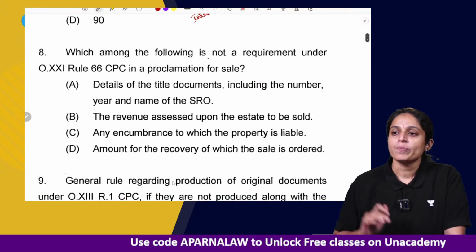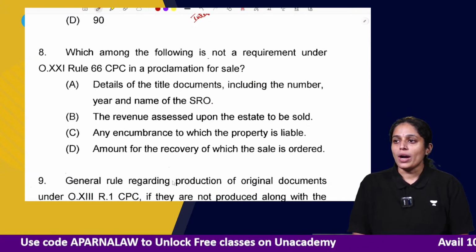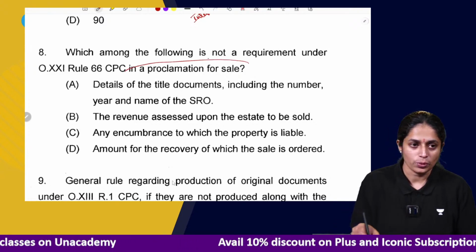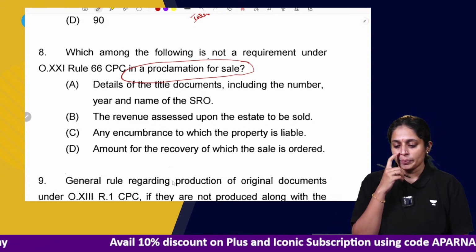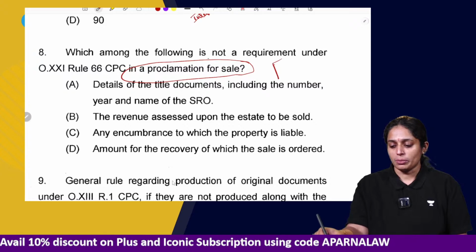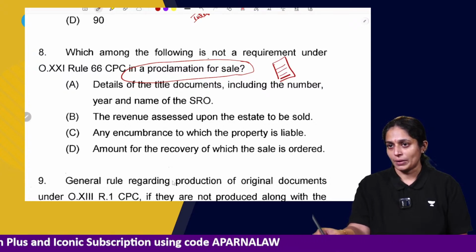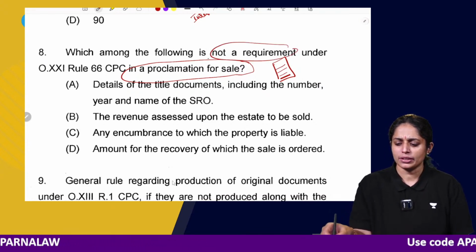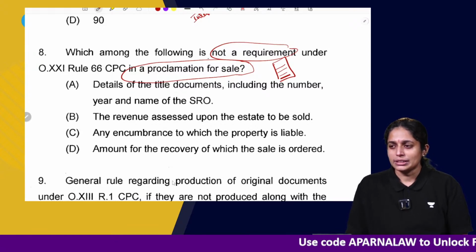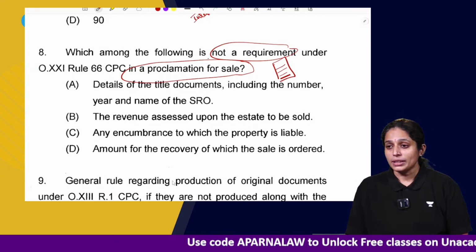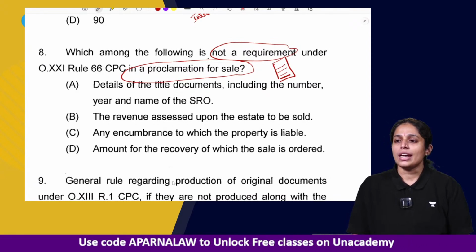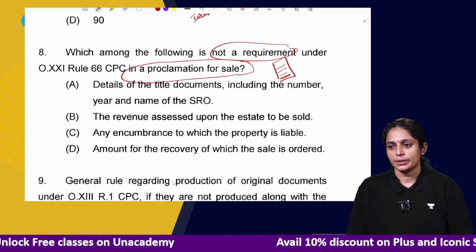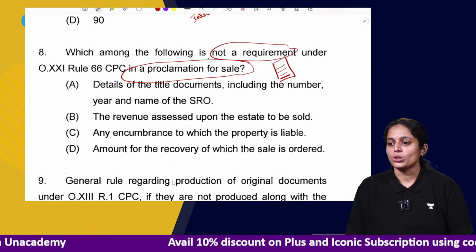Next question, eighth question. Which among the following is not a requirement under Order 21 Rule 66 CPC in a proclamation for sale? Okay, this is a question about proclamation for sale. So you have to issue a proclamation. In that proclamation, certain details have to be there as per Order 21 Rule 66. Which is not a requirement? A. Details of the title documents including number, year and name of the SRO. B. The revenue assessed upon the estate to be sold. C. Any encumbrance to which the property is liable. D. Amount for the recovery of which the sale is ordered. Eighth question, what is the answer?